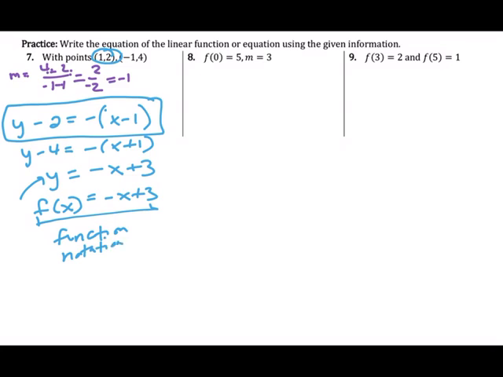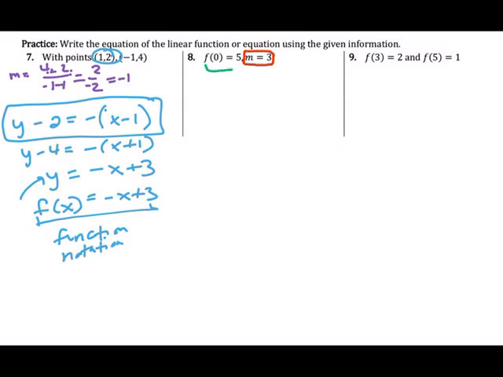Okay. Number 8 looks incredibly different, although I'm hoping that you can see, even though this first part might scare you a little bit, that this is a very pleasant piece of information. We have been given our slope, and what do we need in order to write the equation of a line? We need the slope and a point. We have the slope, and believe it or not, we have a point.